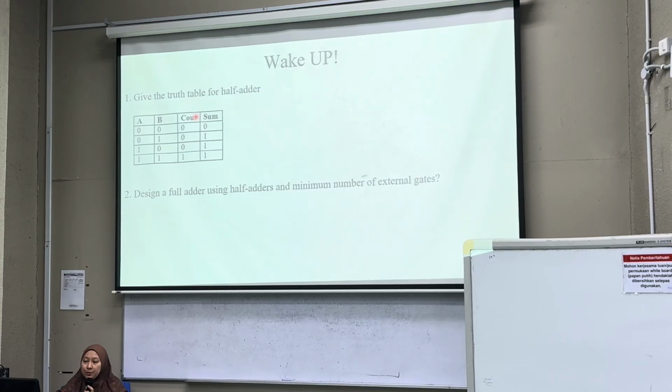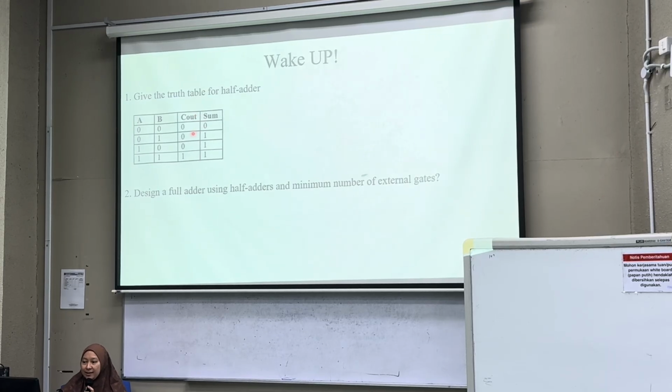So how could the circuit look? You just find the SOP of the C out and sum, and you have your circuit. This is a very simple circuit, made up of an XOR and an AND.